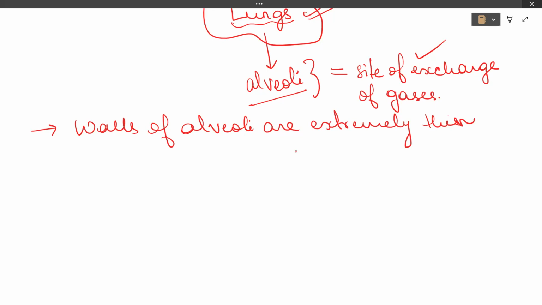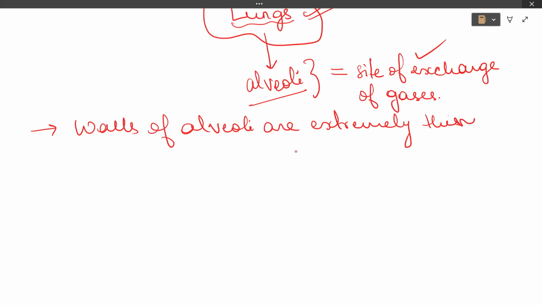Can you explain diffusion to me? Does anybody have any idea about diffusion? Ma'am, is it like osmosis and diffusion that you are talking about? Ma'am, from higher concentration to lower concentration. You are right, but higher concentration to lower concentration of what?